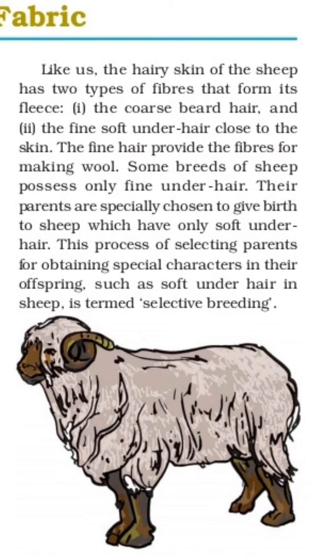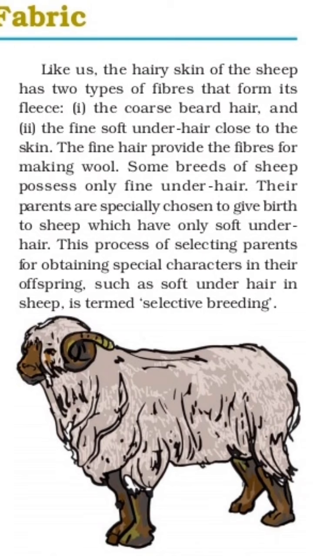Their parents are specially chosen to give birth to sheep which have only soft under hair. Suppose we are rearing that particular sheep and we want to get wool from it. We buy the breed of sheep that gives only fine under hair, and that one only we can rear in our house or even in our farm, because we want only hairs for making wool.